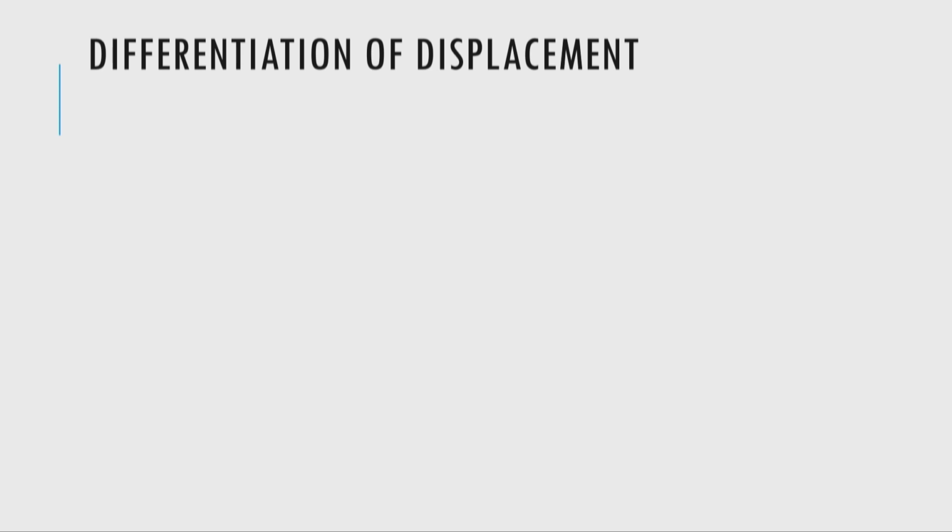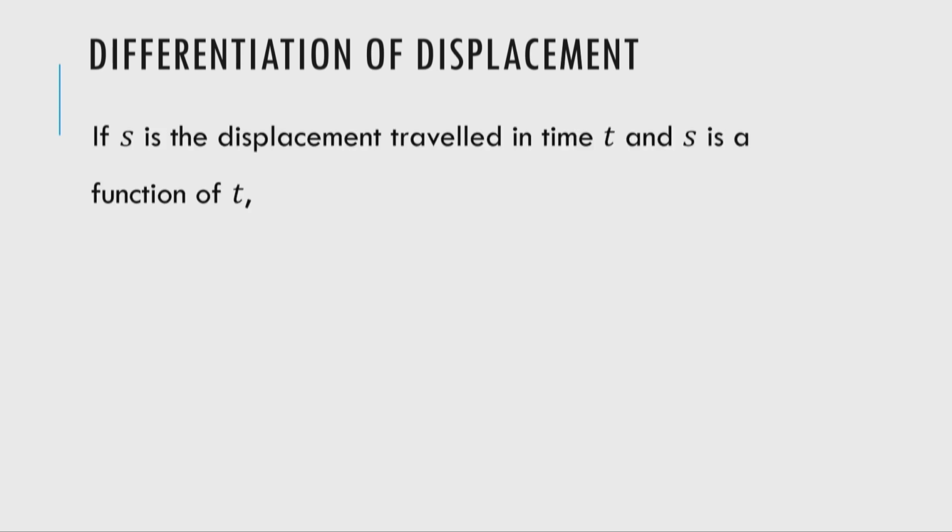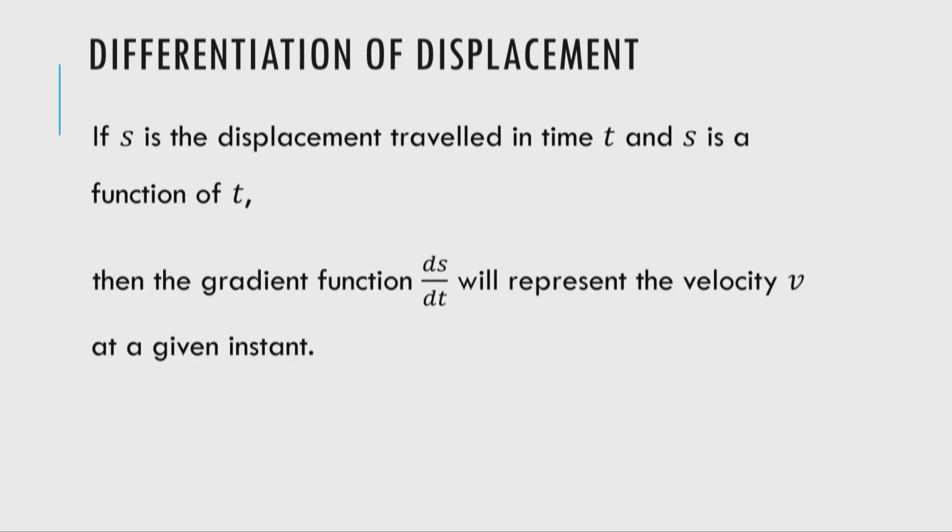Differentiation of displacement. In earlier slides, we have mentioned that in a distance time graph, the gradient represents speed. Keeping this principle in mind, let's apply it to a function in t representing displacement. If s is the displacement traveled in time t, and s is a function of t, then the gradient function ds by dt will represent the velocity v at a given instant. v is equal to ds by dt, where s is a function in t.